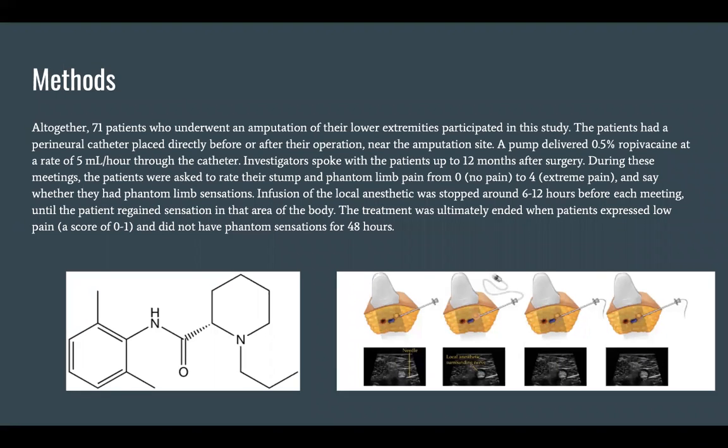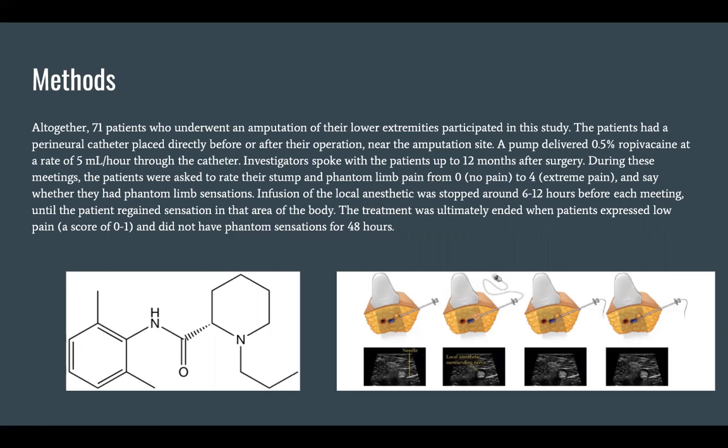Altogether, 71 patients who underwent an amputation of their lower extremities participated in this study. The patients had a perineural catheter placed directly before or after their operation, near the amputation site. A pump delivered 0.5% ropivacaine at a rate of 5 milliliters an hour through the catheter. Investigators spoke with the patients up to 12 months after surgery.